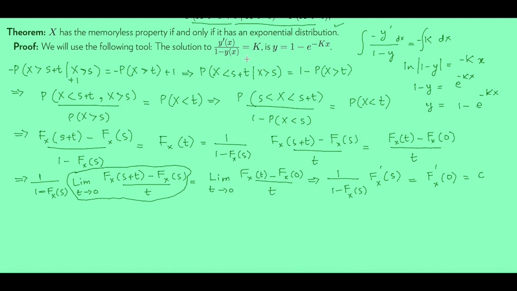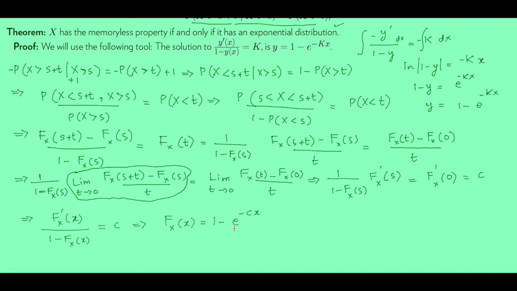Okay, so then we have exactly this situation here. We have a derivative here, 1 minus that function here, and a constant here. Now note that s is a dummy variable, right? So I can write it down again: F prime X of x over 1 minus F_X of x is equal to c. So this means my F_X of x is equal to, what is the solution here? 1 minus e to the power of minus c x.